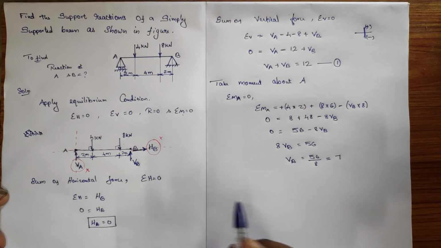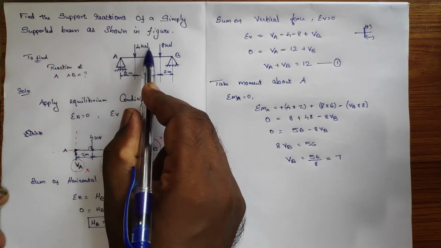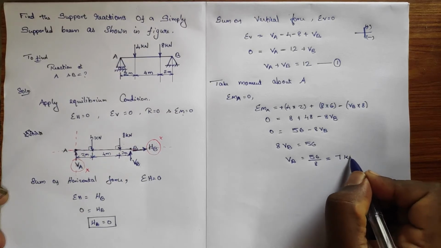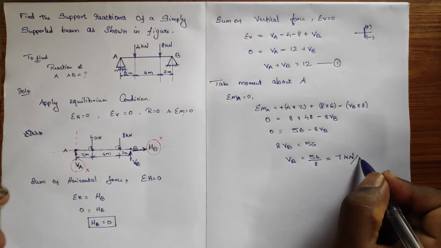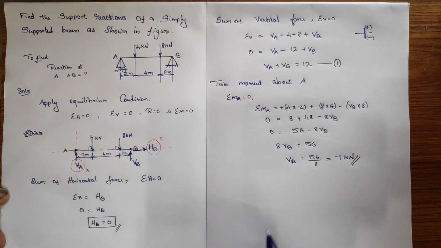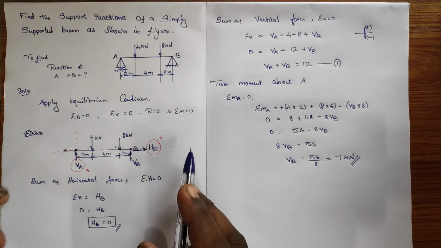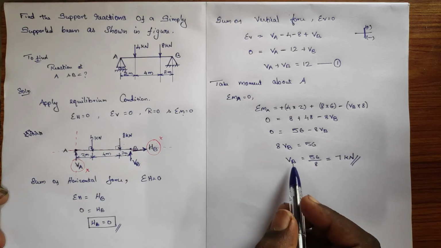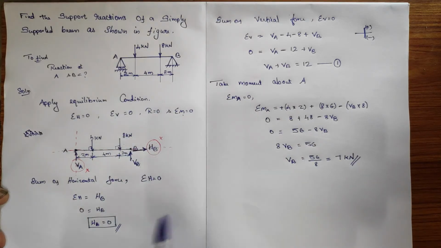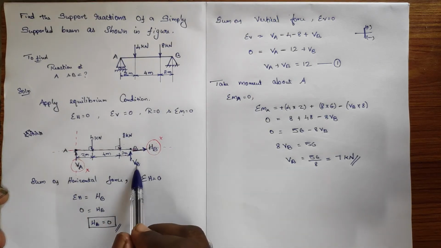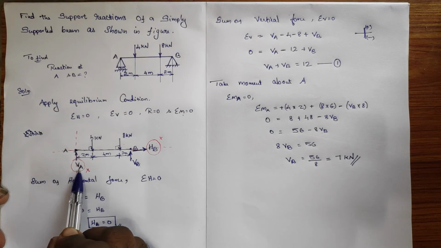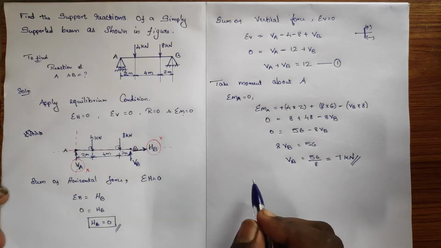And all the forces here are taken in kilonewton, so the SI unit for the VB reaction is 7 kilonewton. Okay, fine. So this is one answer, and this is one answer. Two are over, and one more reaction is there. HP we have found, and VB we have found. One is left, VA, the reaction at point A, which we need to find.